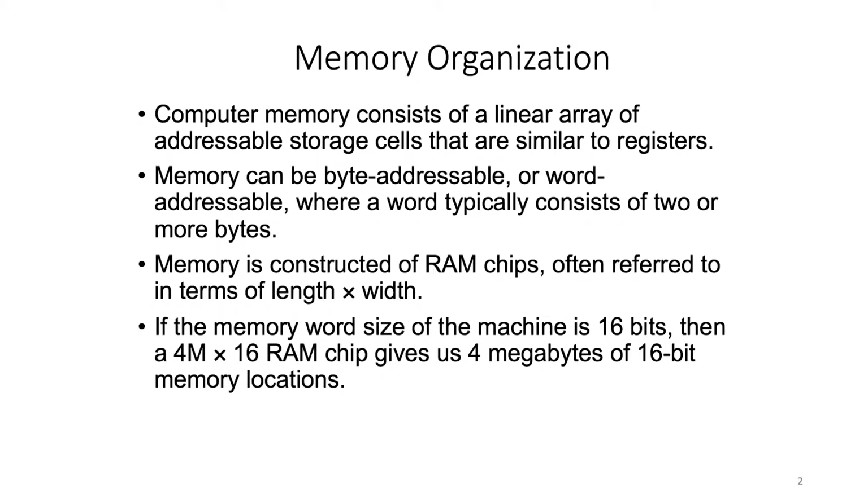So memory basically is constructed of RAM chips, often referred to in terms of length times width. So for example, if the memory width size of the machine is 16 bits, then a 4M times 16 RAM chip gives us 4 megabytes of 16-bit memory locations. We're going to discuss later on how the memory is addressed, corresponding to the location of the cell in the memory.